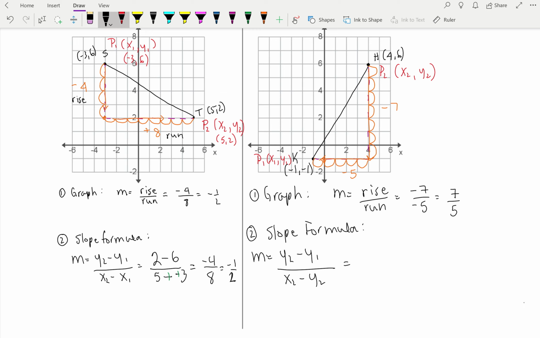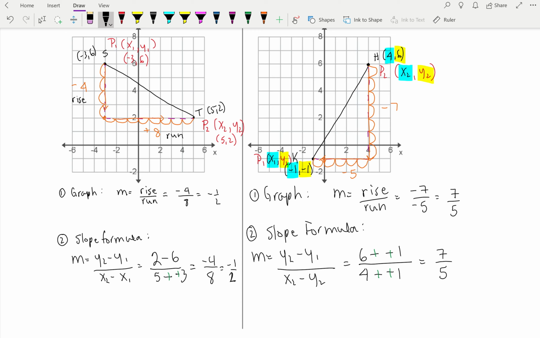y2 is 6, right? y2 is 6, minus y1. y1 is negative 1. All over x2, which is 4, minus x1, which is negative 1. So minus negative 1. Remember, subtracting a negative is like adding. So 6 plus 1 is 7 over 4 plus 1, which is 5, and we have a slope of 7/5.